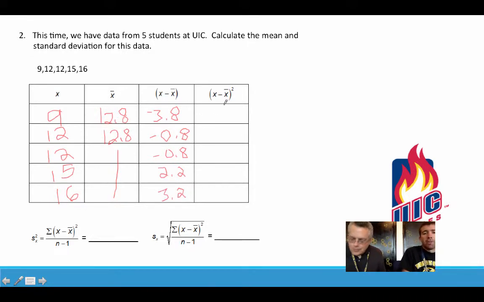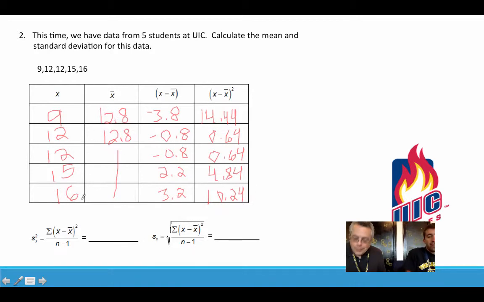All right, let's square them up. 14.44. 0.64, two times. 4.84. 10.24. All right, then we're going to sum all these guys up.